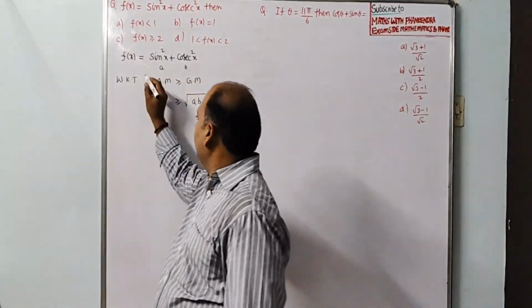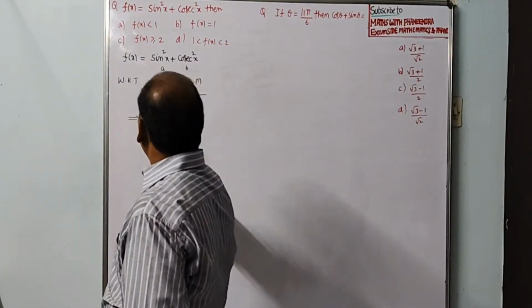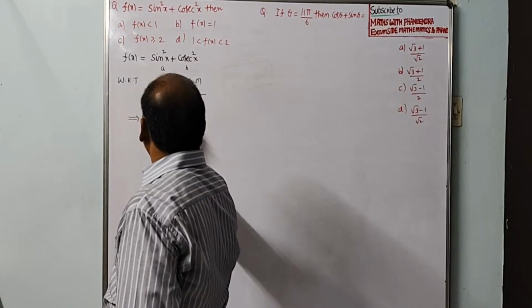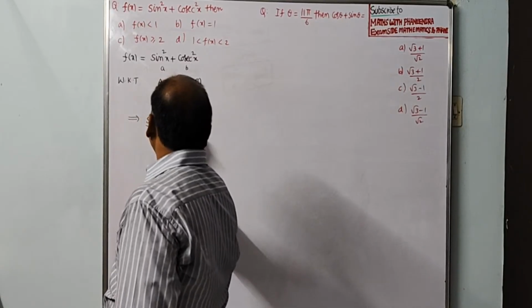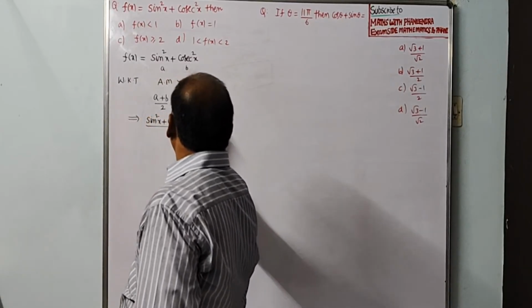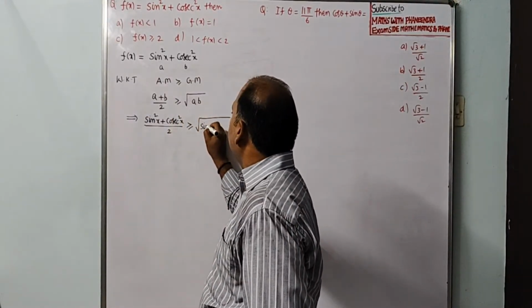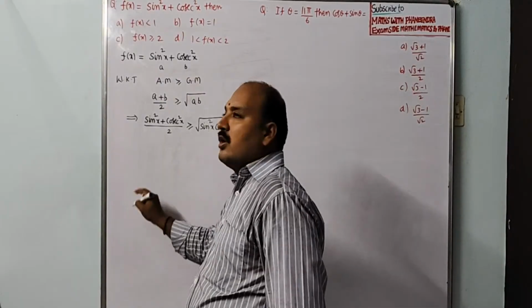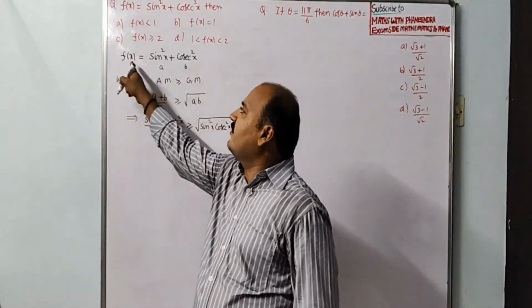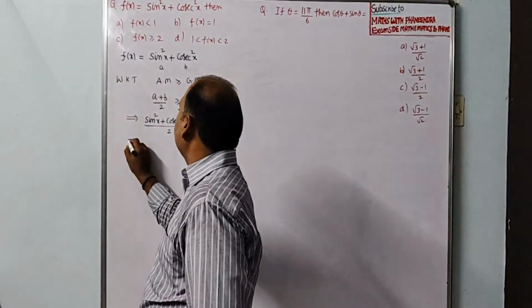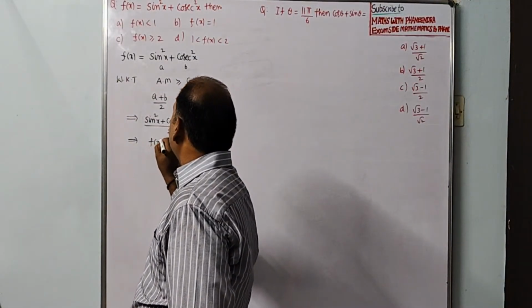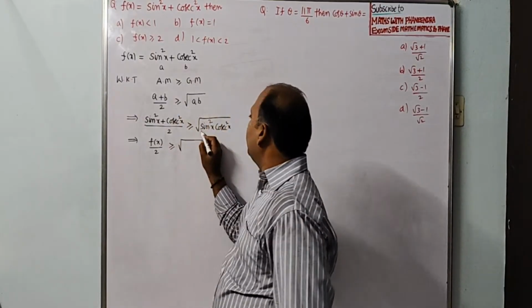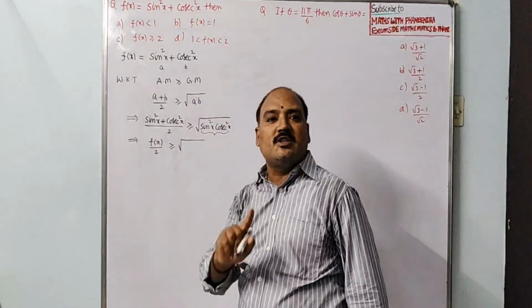Okay, dear students. Now, a plus b by 2 means sine square x plus cosecant square x divided by 2 is greater than or equal to root over sine square x into cosecant square x. Sine square x plus cosecant square x is the given value, f of x only. So that implies f of x divided by 2 is greater than or equal to square root of sine square x and cosecant square x, both of which are reciprocal to each other.